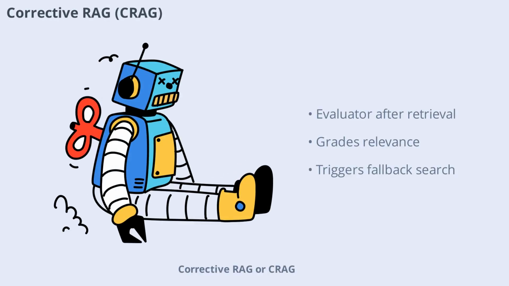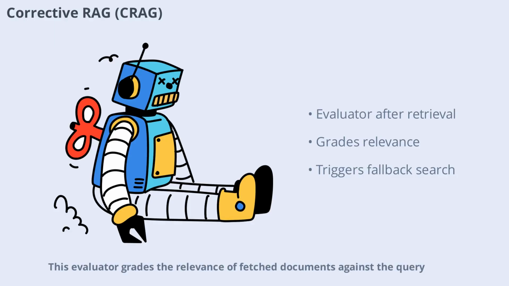Corrective RAG or CRAG introduces a lightweight evaluator step immediately after retrieval. This evaluator grades the relevance of fetched documents against the query. If confidence is low, the pipeline triggers a fallback path, such as launching an external web search. This dynamic correction mechanism ensures that the system always seeks the best possible context for answering user queries.